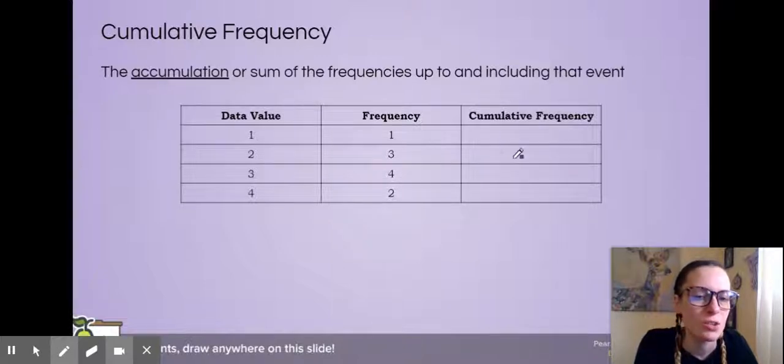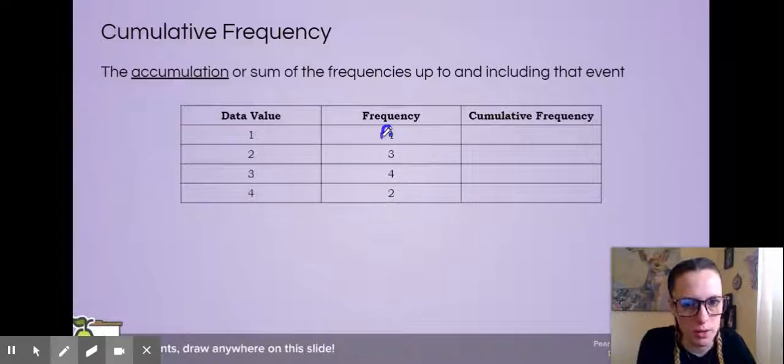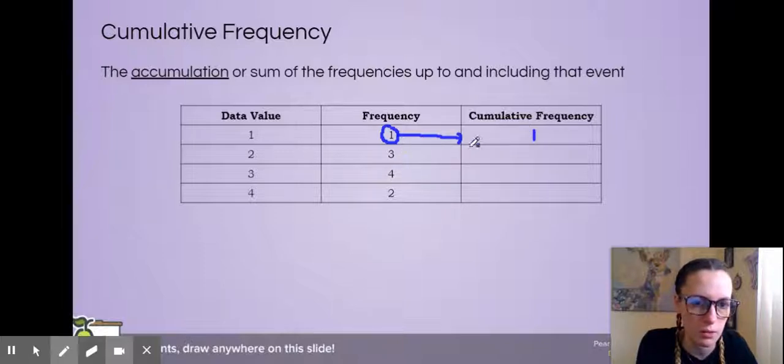the rest. The cumulative frequency column will always start with whatever that first frequency is. That will be your first cumulative frequency. But then from there, you'll take that number and add it to the next line. So 1 plus the frequency of 3 gets me 4. And then I'll take 4 and add it to the next line. 4 plus 4 gets me 8. And 8 plus my final frequency of 2 gets me 10.